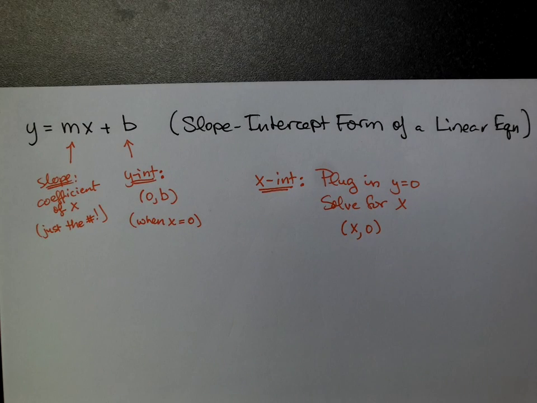2 points and a slope. You only need 2 points or a point and a slope to graph a line. The third piece of information helps you check your work, or if you're asked for it specifically. Okay.